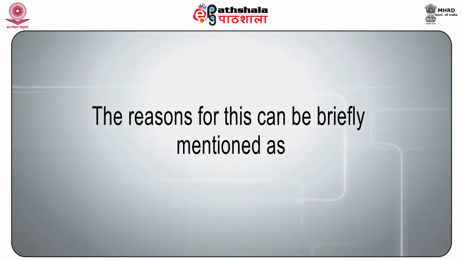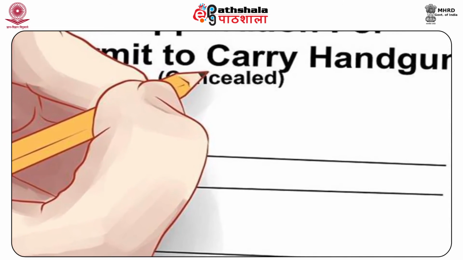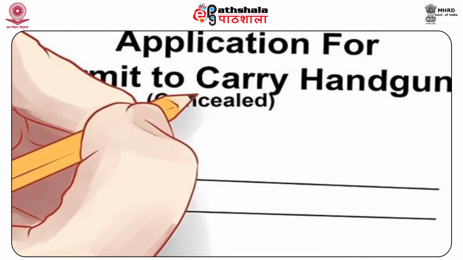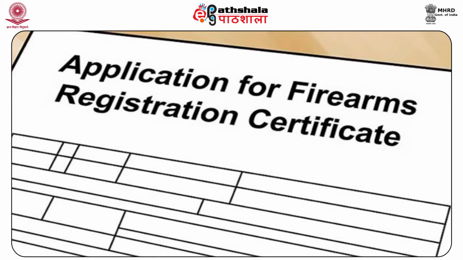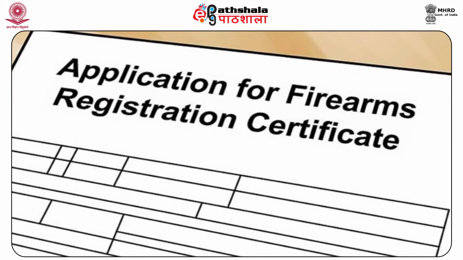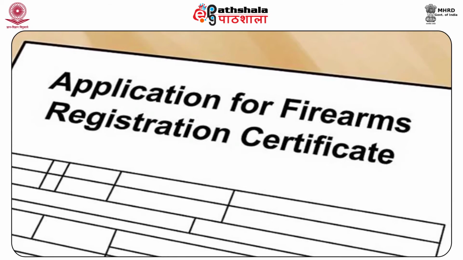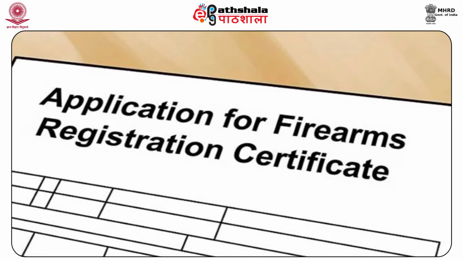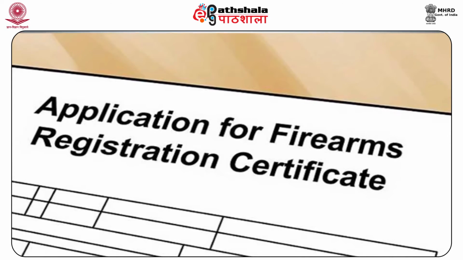The reasons for this can be briefly mentioned as follows. Number 1, it is not easy to get a valid license for a weapon. Hence, smuggled weapons commit most of the crimes. Their records cannot be obtained from any weapon dealer. Number 2, standard firearms are quite costly and require a valid arms license. Terrorists resort to the purchase of non-standard country-made cheap firearms whose availability can be easily arranged.